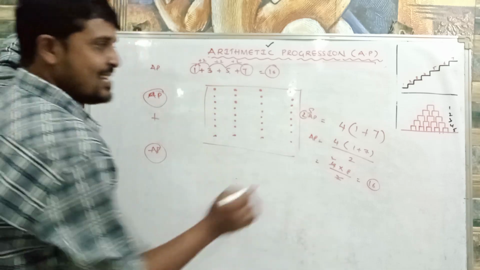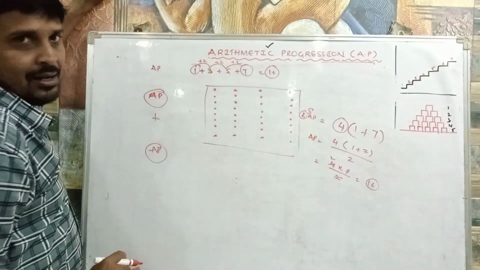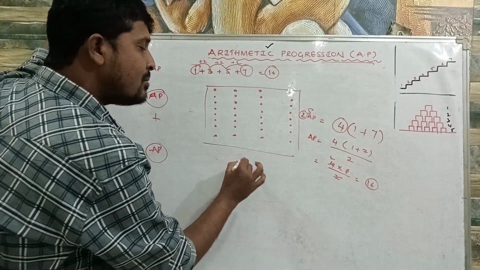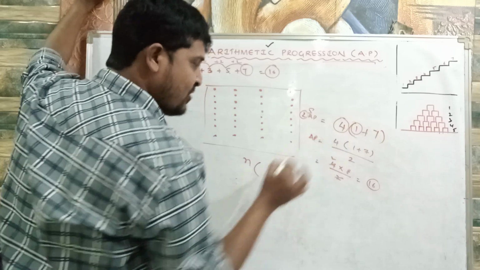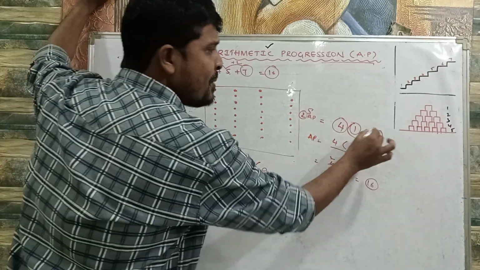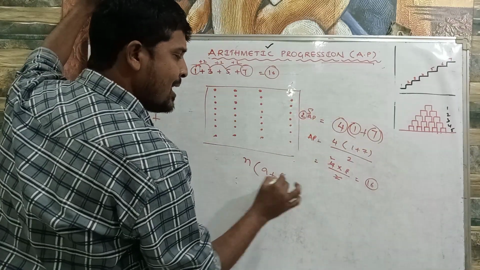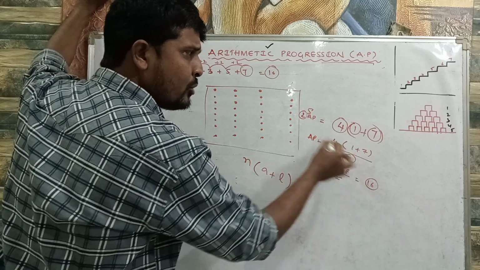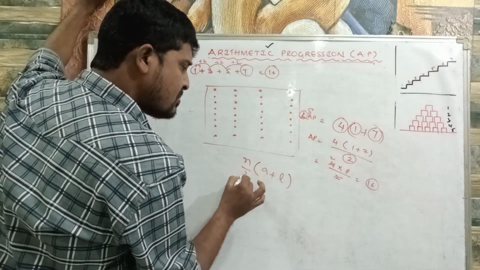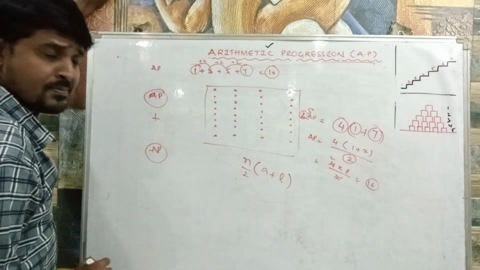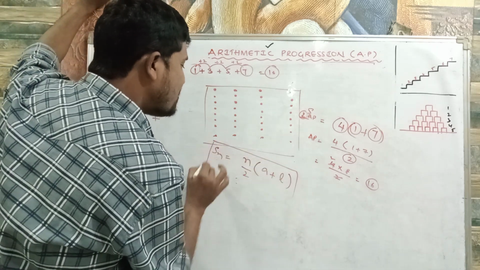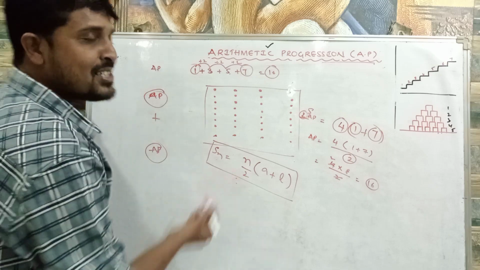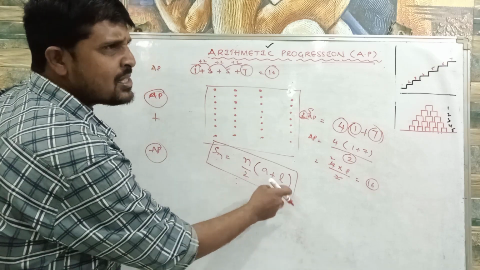What is that? See. How many terms are there? N terms are there. What is my first term? First term is a. What is my last term? Last term is l. And what have I done? Divided by 2, because I have added twice. That's why I am dividing by 2. Now this is the formula for the sum of arithmetic progression: Sn equals n by 2 times a plus l.